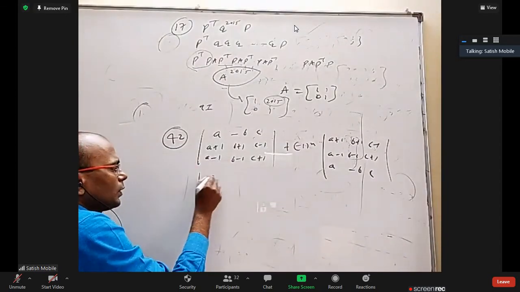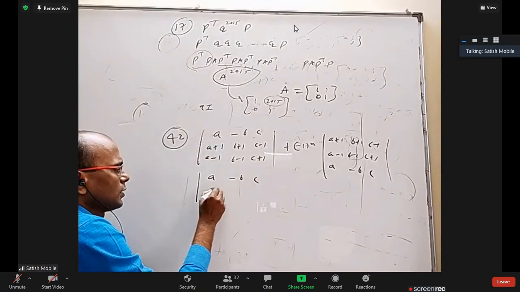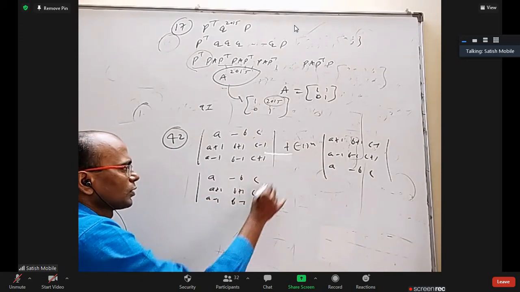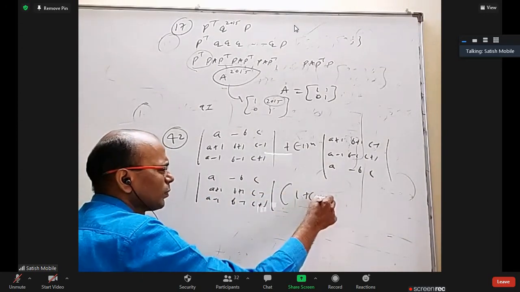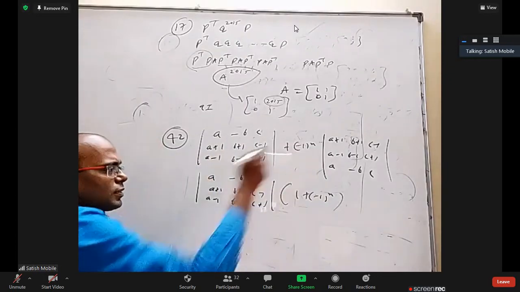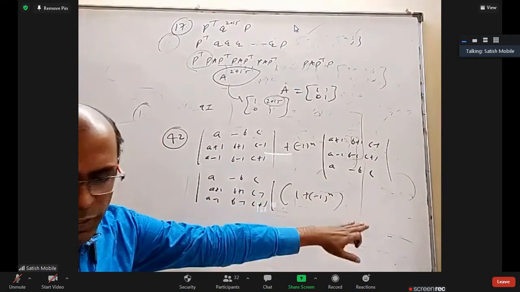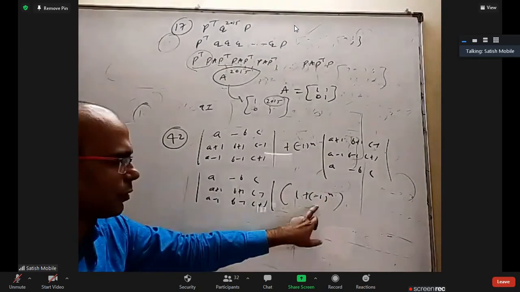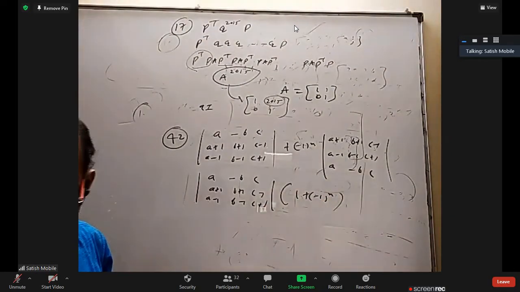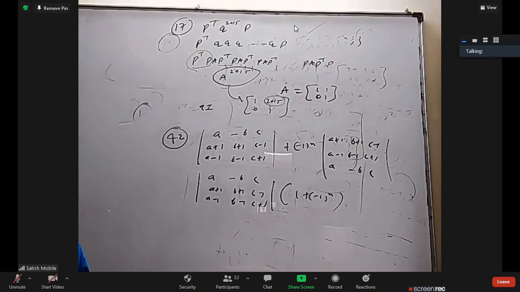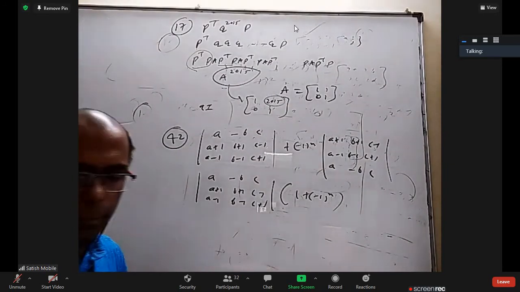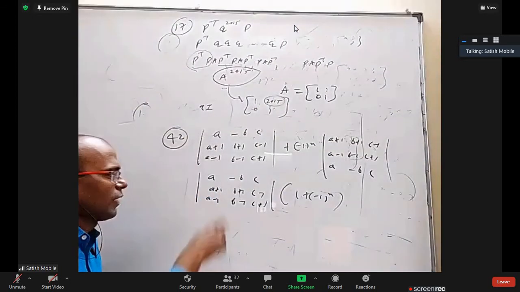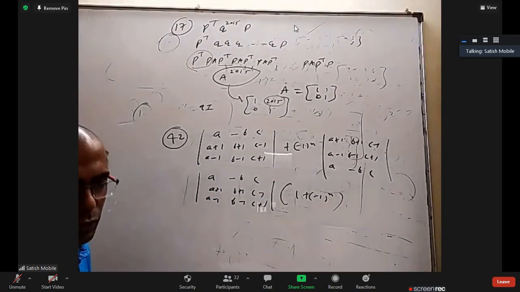Take common: the determinant A minus B, C; A plus 1, B plus 1, C minus 1; A minus 1, B minus 1, C plus 1, into 1 plus minus 1 whole power n. Here 1 and here this. If you want the answer to be 0, it is only possible when this is 0. That means n should be odd, so that it will be minus 1 and they will cancel. So basically n should be an odd integer. One may ask, what if this determinant becomes 0? No. If you actually find this determinant, it will become B into A plus C.